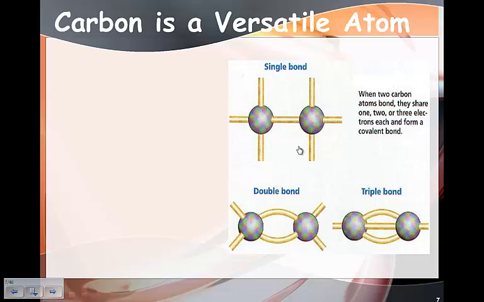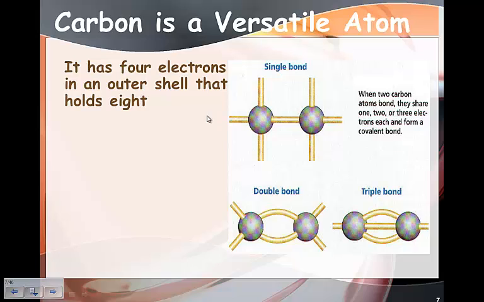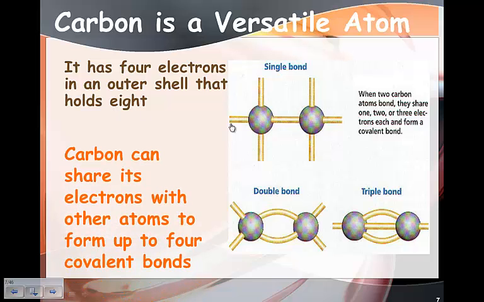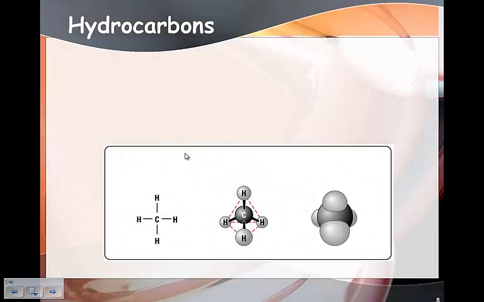Okay, carbon is very versatile. It has all these different kinds of bonds that it can have, because it has 4 electrons in its outer shell, and how many does it want in order to be happy? It wants 8 out there. So carbon can share its electrons with other atoms to form up to 4 covalent bonds. Remember, a covalent bond: co meaning together, valent talking about those valence electrons. So carbon could do lots of really cool things with its bonding. It can have a single bond, a double bond, and woohoo, a triple bond. So lots of different kinds of bonding action can go on with carbons.